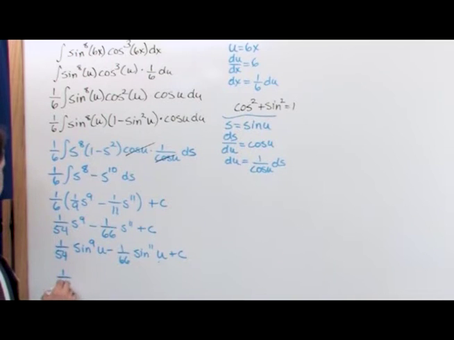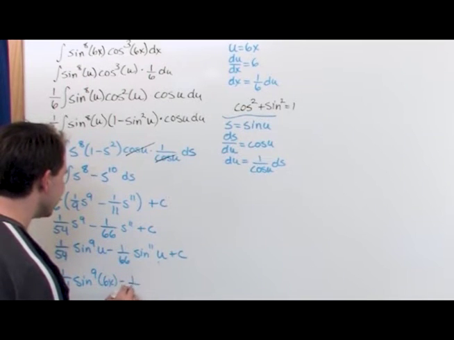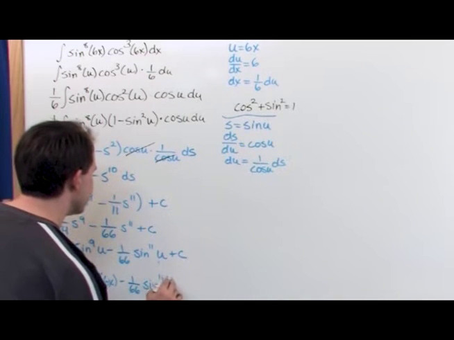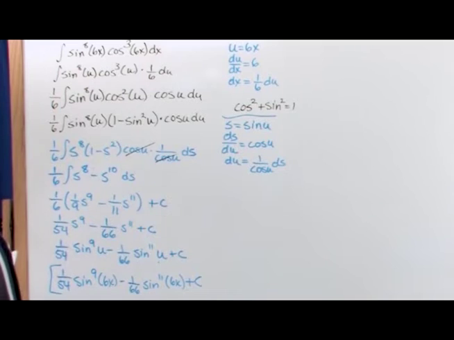So it's 1 over 54 sine to the 9th power of 6x minus 1 over 66 sine to the 11th power of 6x plus a constant, and that is the answer. 1 over 54 sine to the 9th power of 6x minus 1 over 66 sine to the 11th power 6x plus c. So it's the same kind of thing.